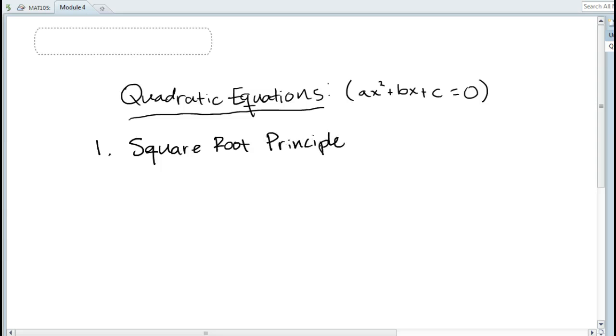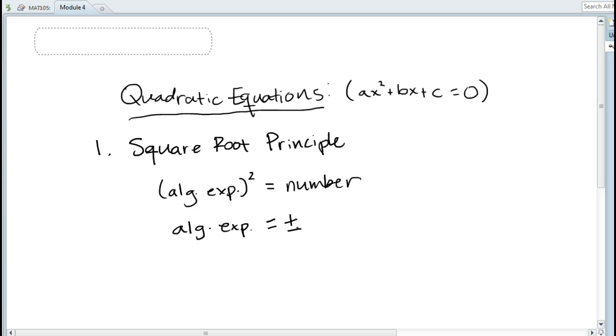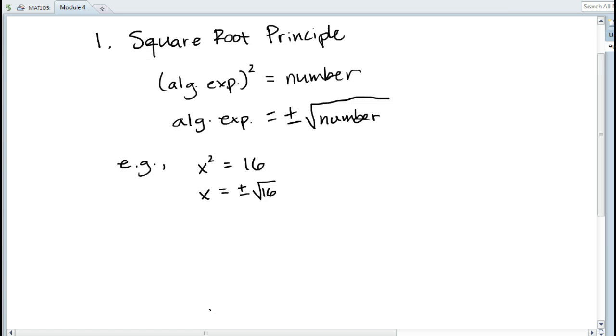And what this says is if you have an algebraic expression squared and it's equal to just some number, then the next step you can do is you can just take away the square and write the algebraic expression, and that will equal plus or minus the square root of the number. I'm emphasizing this as algebraic expression equal to a number because a lot of people just use this when they have something, say for example, x squared equals 16, then you could write this as x equals plus or minus the square root of 16. So we would know that x is equal to plus or minus 4.